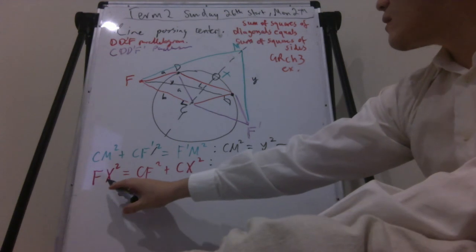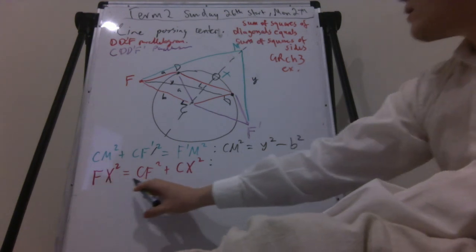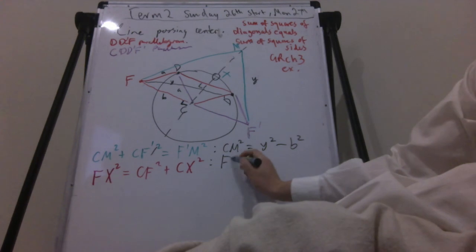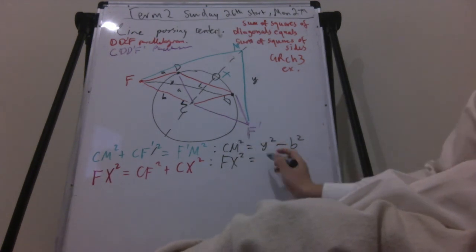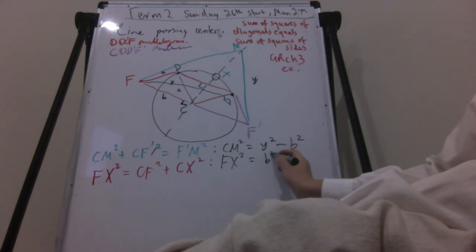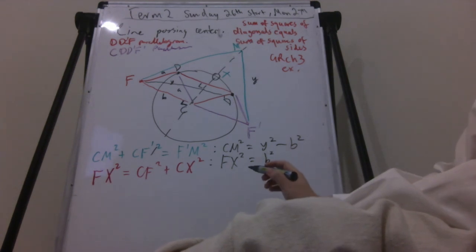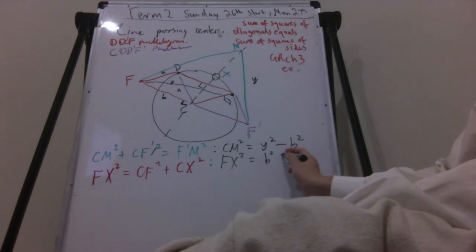FX squared. So FX squared equals CF, so that's B squared, right? Plus CX, which is A. Plus A squared, yeah?